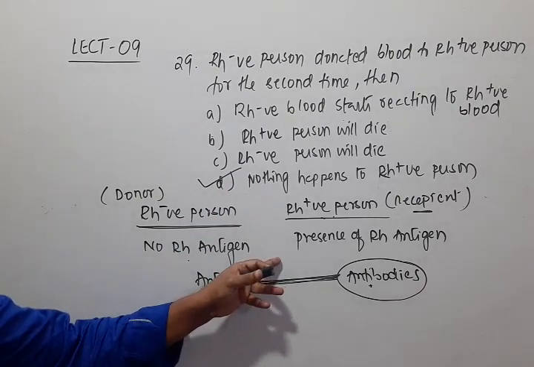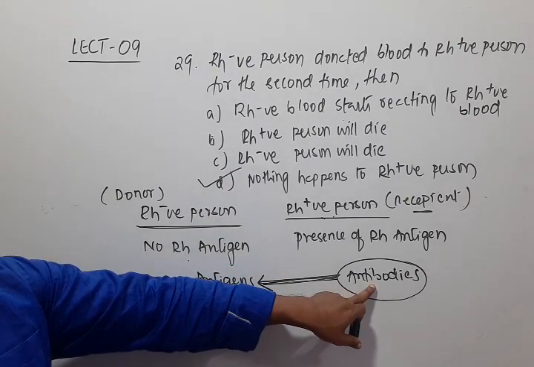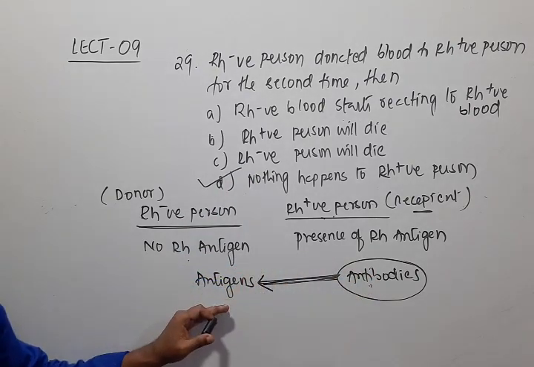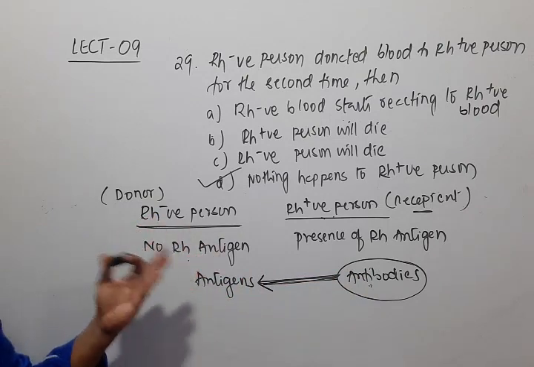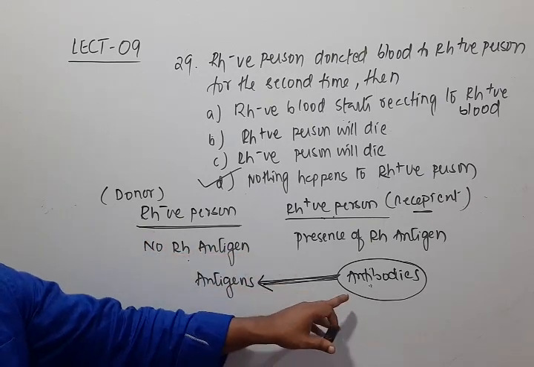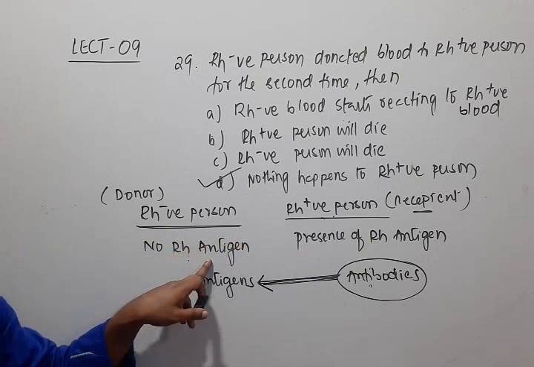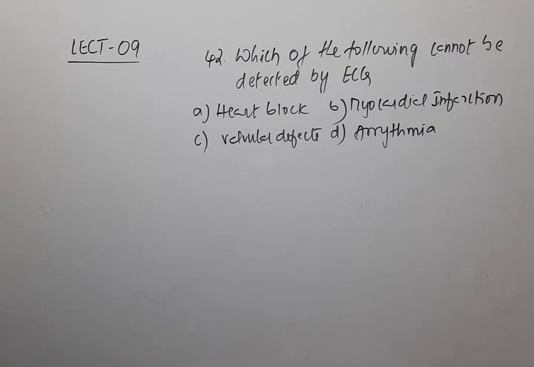I hope you are clear that the antibodies of the recipient always fight with the antigens. Here, for the RH negative person there are no antigens, and when there are no antigens, the antibodies specific to this antigen will not be formed. Hence nothing happens to the RH positive person. So the next question: which of the following cannot be detected by ECG, that is, electrocardiograph?